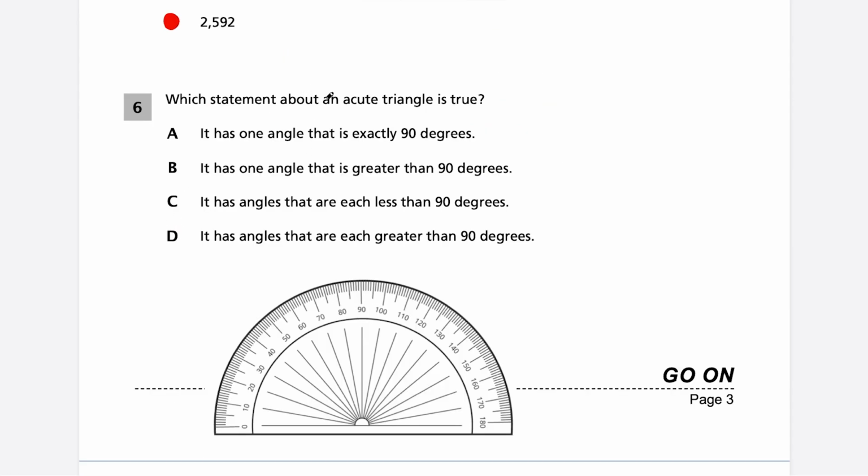Question 6, which statement about an acute triangle is true? So when I hear the word acute, I think of just the word cute.